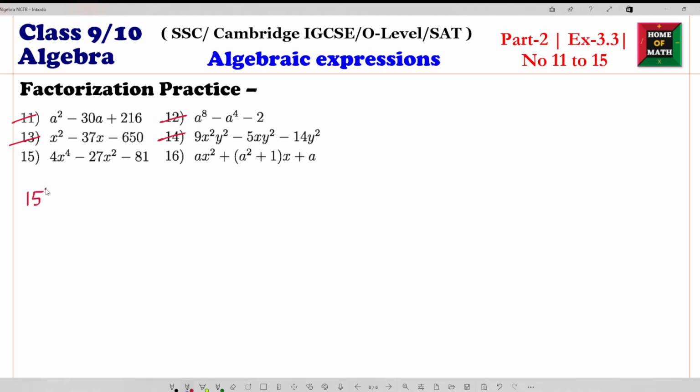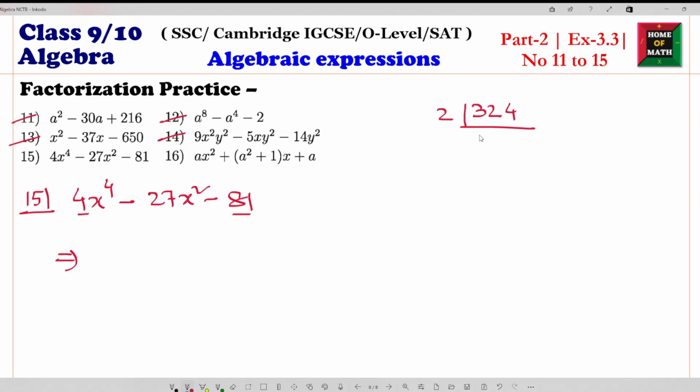Number 15. 4x to the power 4 minus 27x square minus 81. So 81 times 4 will be 432. Our target is to make 27 by addition. So this one we can divide by 2, we will get 216, and again divide by 2, and 81 divided by 3, 27 divided by 3, 9 divided by 3, 3.